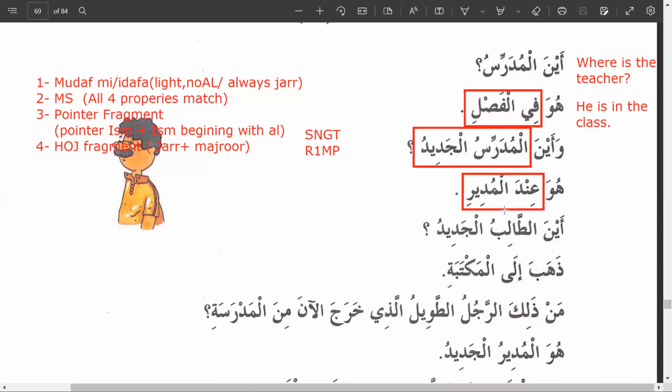It's geometry. Inda is not jar. Harfjar are bi, ta, kaf, lam, wa, min, fi, an, ala, hatta, ila. Then it would be mudaf ilayh. Which type of mudaf?